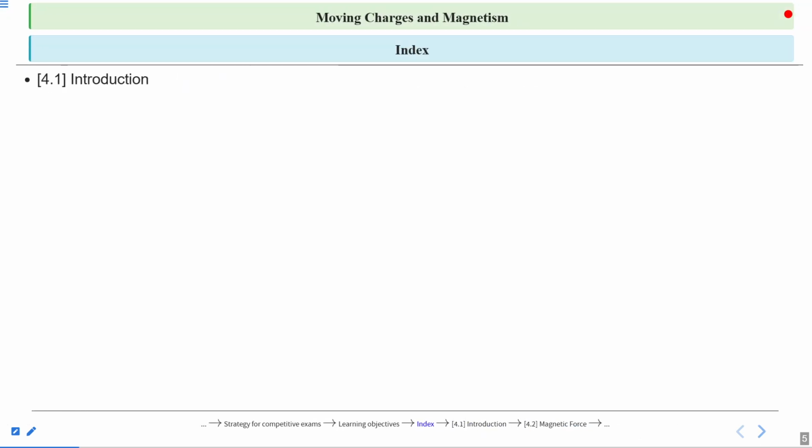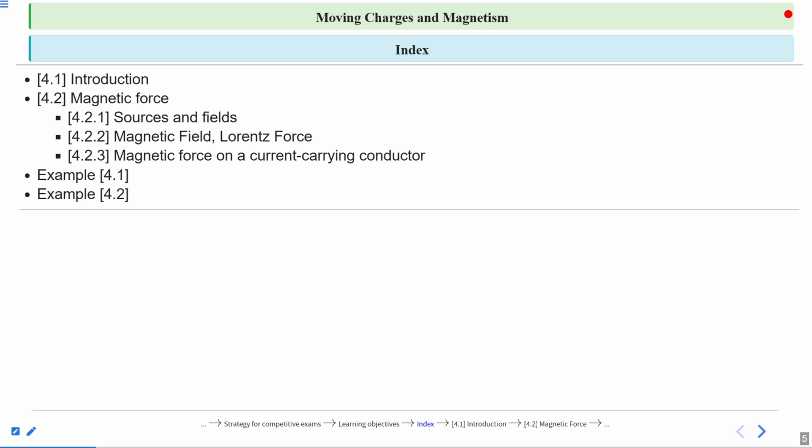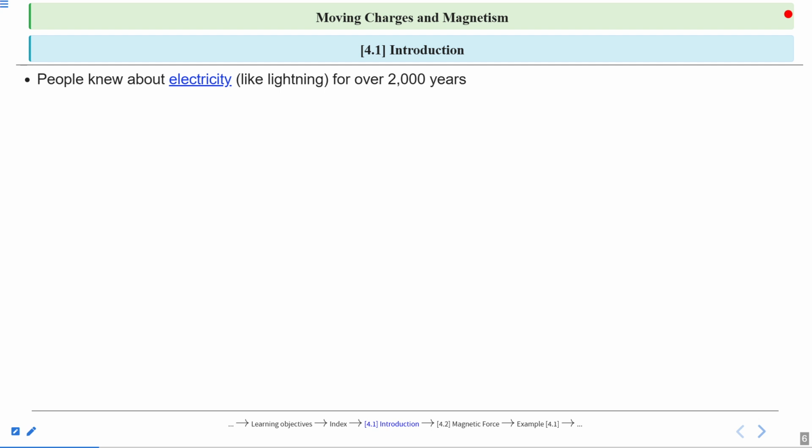The topics that we are going to discuss today are NCERT section 4.1 Introduction and NCERT section 4.2 Magnetic Force. In section 4.2 there are subsections: 4.2.1 Sources and Fields, 4.2.2 Magnetic Field Lorentz Force, 4.2.3 Magnetic Force on a current carrying conductor. Then example 4.1 and then example 4.2. So let's begin with the introduction, NCERT section 4.1.